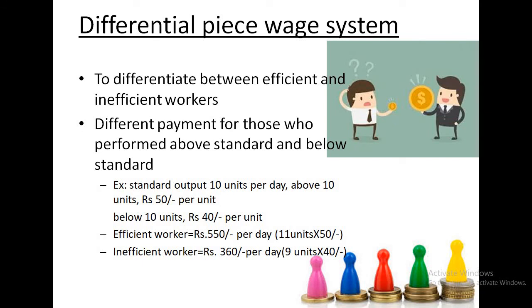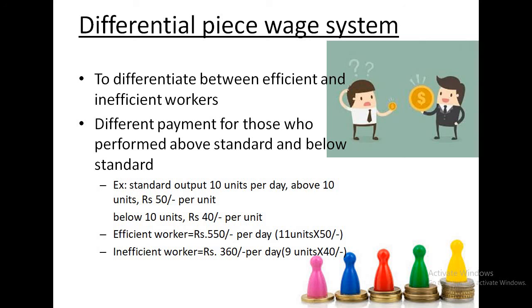So the next one is differential piece wage system. Taylor was a strong advocate of piece wage system. He wanted to differentiate between efficient and inefficient workers. The workers can be classified as efficient and inefficient on the basis of standard time and other parameters. He wanted to reward the efficient workers, with different rates of wage payment for those who performed above standards and those who performed below standards.